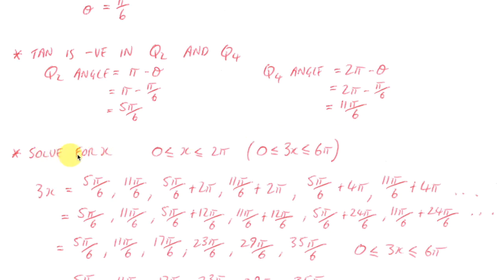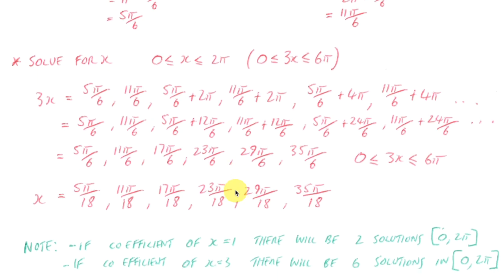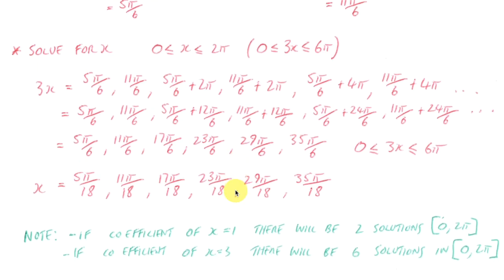Now I want to solve for x. x is between 0 and 2 pi, that's given from the question. I'm going to have, initially, solutions for 3x. So I need to multiply the 0 by 3 to get 0. And I need to multiply the 2 pi by 3 to get 6 pi. So I'm looking for solutions that satisfy 3x being between 0 and 6 pi. Here are my first two solutions, 5 pi on 6 and 11 pi on 6.